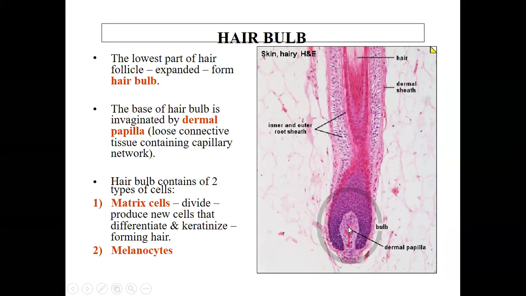At the base of the hair bulb, there is an invagination by the dermal papilla. So this is the dermal papilla, meaning that the dermis is going inside here. It is composed of loose connective tissue that contains a capillary network, so you can see a capillary present inside there. The hair bulb contains two types of cell. The matrix cells divide and produce new cells that will differentiate and keratinize to form the hair. And then we have the melanocytes that give color to the hair.